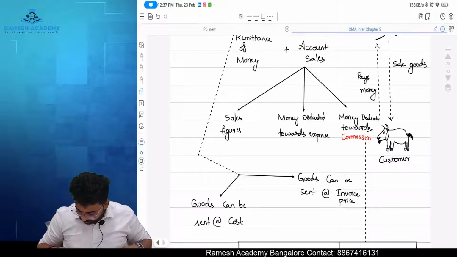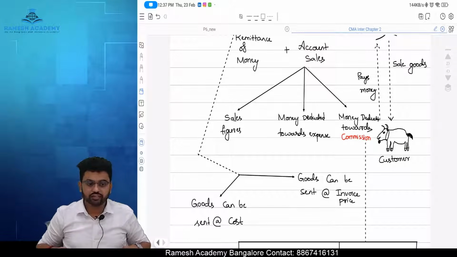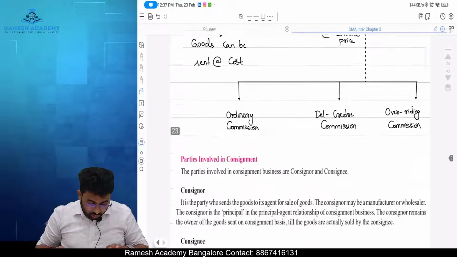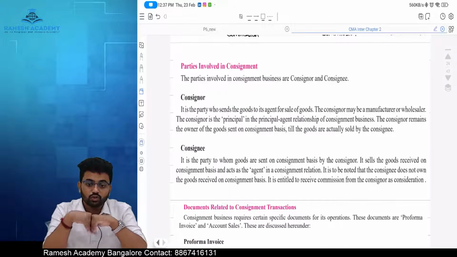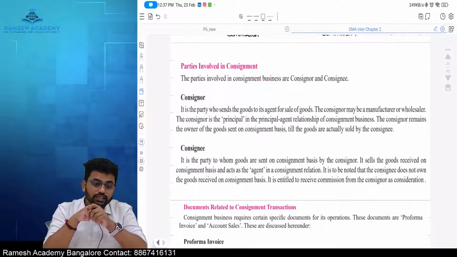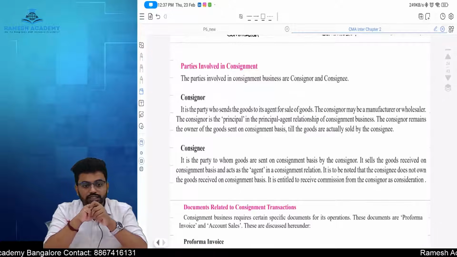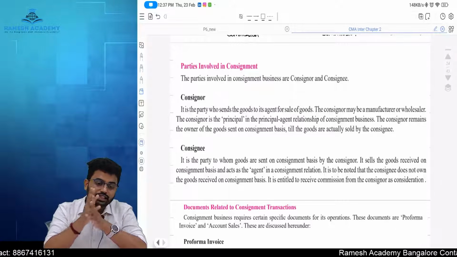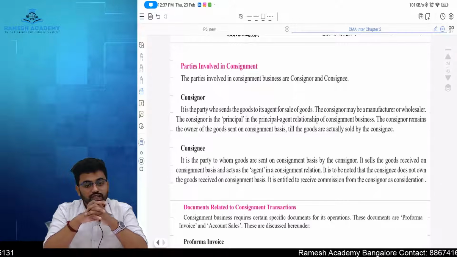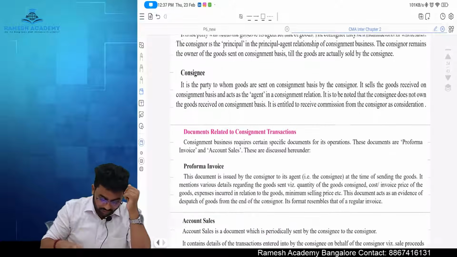Okay, sir, fine. So you told there are 2 parties involved in this. Yes, 2 parties involved. Who are the 2 parties, sir? One party is the consignor, the other party is the consignee. Okay, sir. And what are the documents?